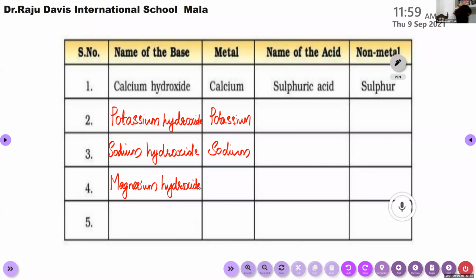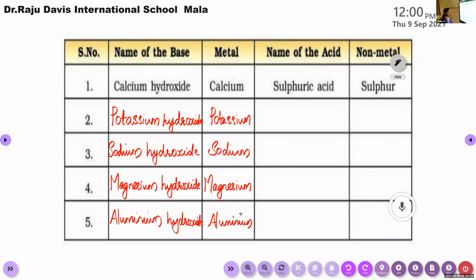Okay. So, Bauja, can you tell me from this magnesium hydroxide, which metal? Magnesium. Very good. Then Parvati. Next one. Aluminium hydroxide. Which metal is present? Aluminium. Yeah, that's aluminium. So that's about the name of the base and the metal present in each base.